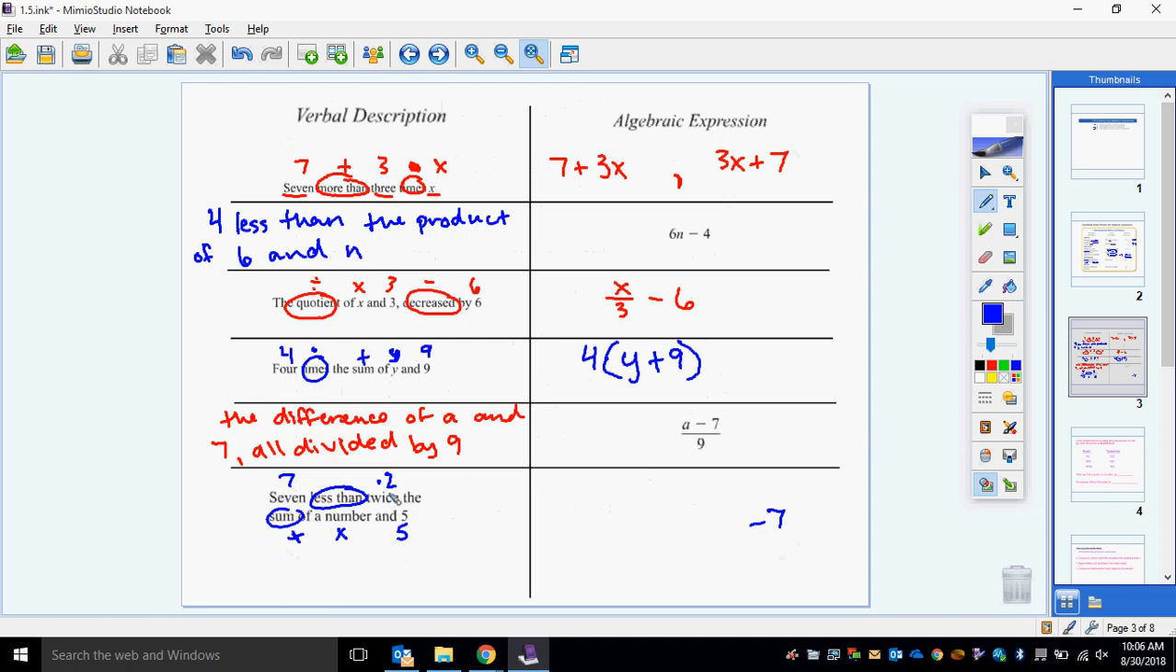7 less than, twice the sum of a number and 5. So I'm taking something times 2. And what I'm taking times 2 is the sum or the addition of x and 5. Okay, so I'm adding x and 5 and I want to take it times 2. But I'm not just taking the x times the 2. I'm taking this entire sum and I'm doubling it. Twice the sum, twice whatever my sum is here, I'm taking it times 2. So this would be the correct answer.